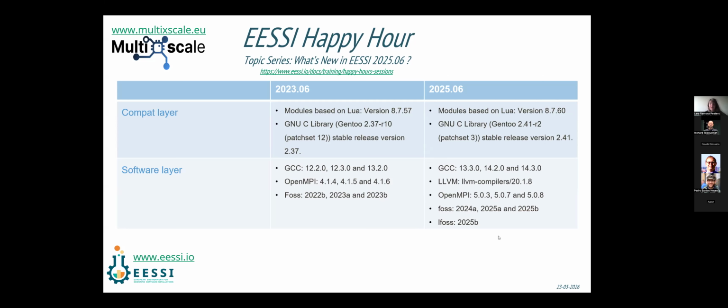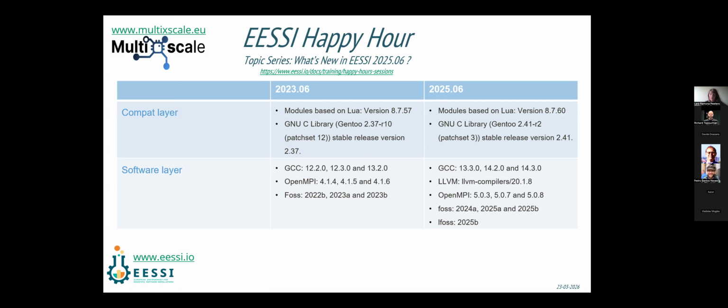So what are the main differences between EESSI 2023.06 and EESSI 2025.06? Here is a general overview of the base toolchains and the base modules in the compat layer, maybe to go through them quickly. So in the newer compat layer, we're relying on the newer glibc. So we're now relying on 2.41, and we're also using a newer Lmod version, 8.7.60.